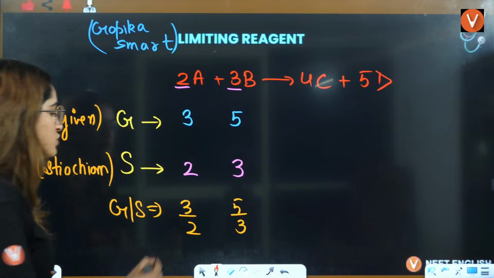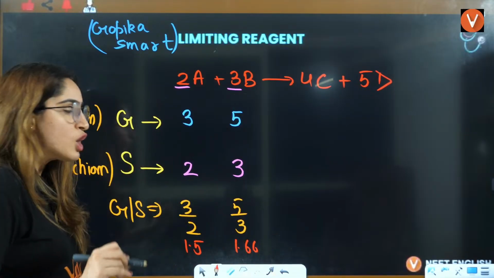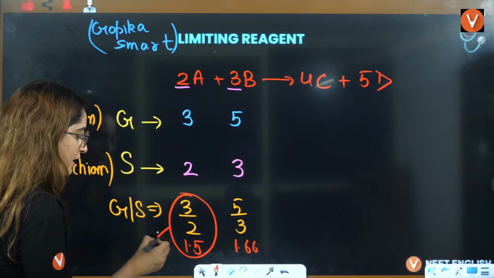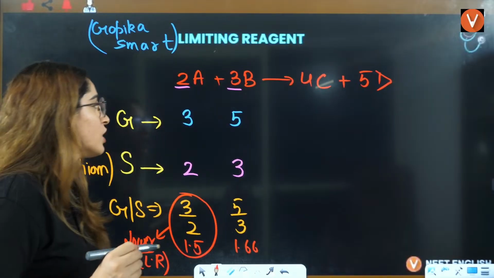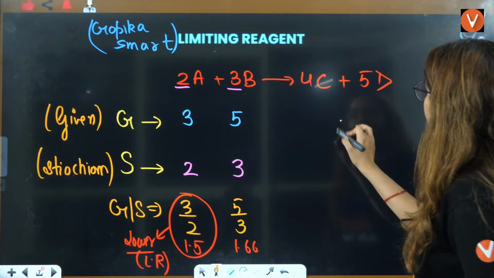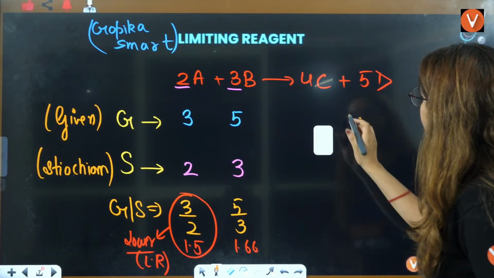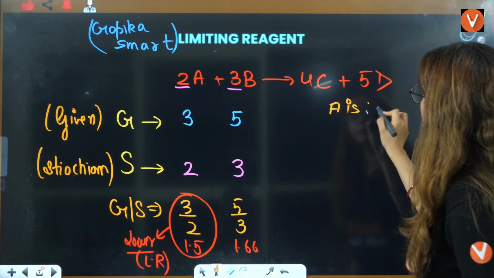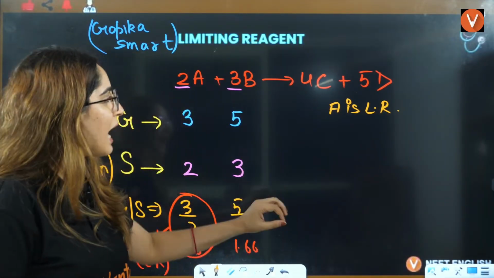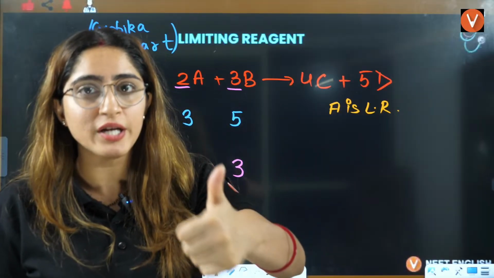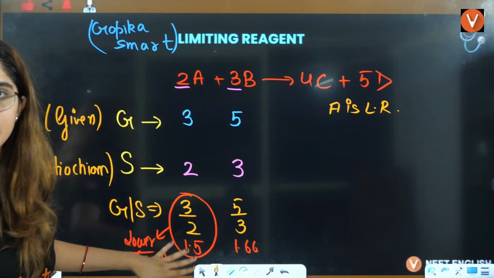So if you see this value, this is going to be 1.5, this is going to be 1.66 something, right? So we clearly can see this is the lower value. So the smaller value is going to be your limiting reagent. So in this question, we can say that A is the limiting reagent. Now, in all the questions you are going to solve in the same way: you will find out what the limiting reagent is, with the same process, right?